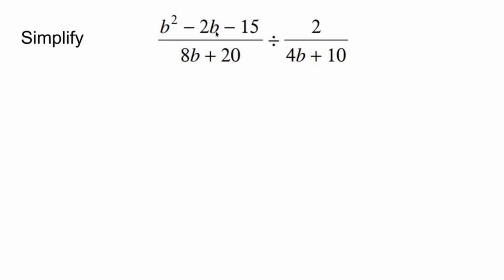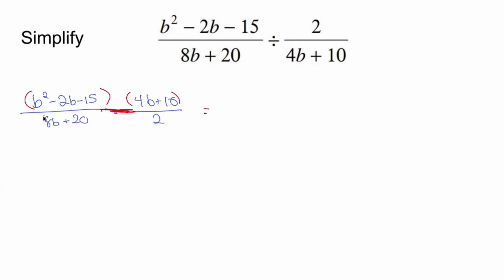Simplify b squared minus 2b minus 15 all over 8b plus 20 divided by 2 over 4b plus 10. Well, before I do anything, why don't I rewrite this as me keeping the same exact original first fraction like this, and instead of dividing the fraction, multiply its reciprocal, like so. Now what I can do is, if I have polynomials all over the place, knowing very well that this is a fraction and we're just going to end up multiplying these guys anyway, like this, why don't I try to factor as much as I can?